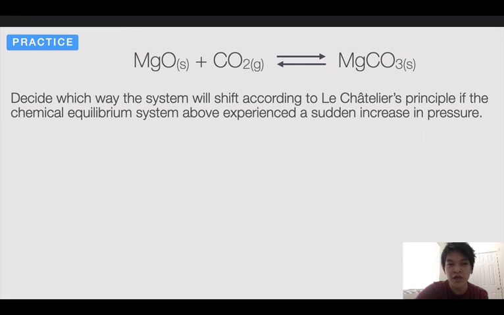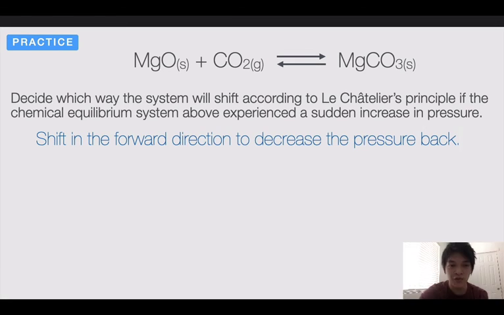Okay, here's one practice for you to try. After you read the question and try it on your own, then you can compare to see if you've got something similar to me. So pause the video. I'm going to show you the answer in 5 seconds. Okay, for this practice, it will want to shift in the forward direction in order to decrease the pressure back.